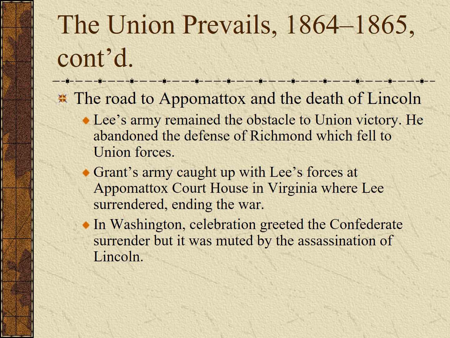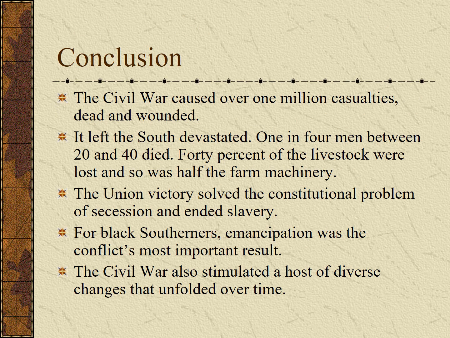So Lee's army remained an obstacle to Union victory. He abandoned the defense of Richmond, Virginia, which was the capital. That also fell to Union forces, but still he refused to surrender. Grant's army finally caught up with Lee's forces at Appomattox Courthouse in Virginia, where Lee does surrender, ending the war. In Washington, the celebration of the end of the war was muted by the assassination of Lincoln, which takes place a few days later. So, to conclude, the Civil War caused over 1 million casualties, dead and wounded.